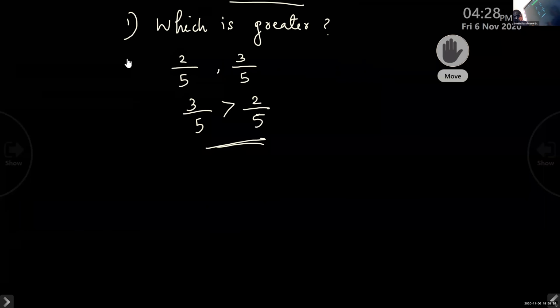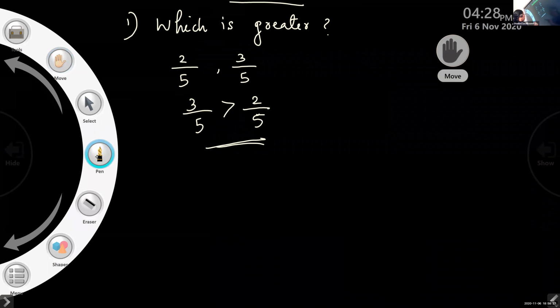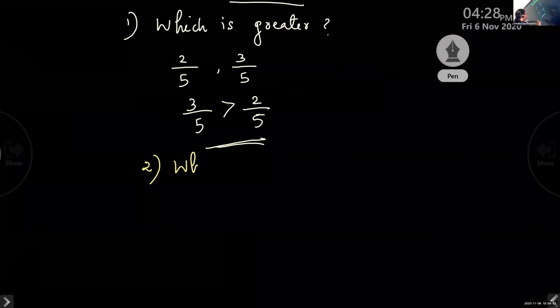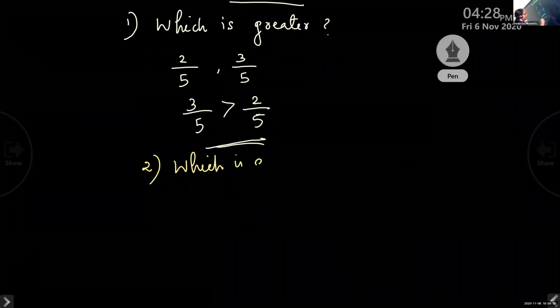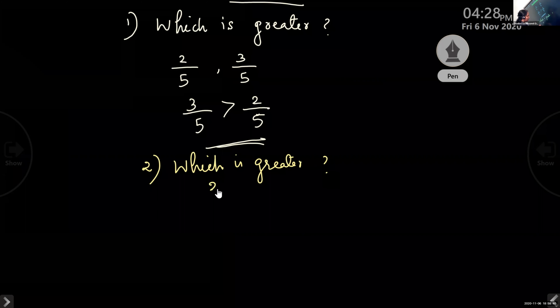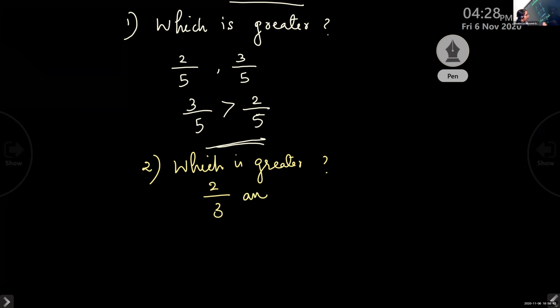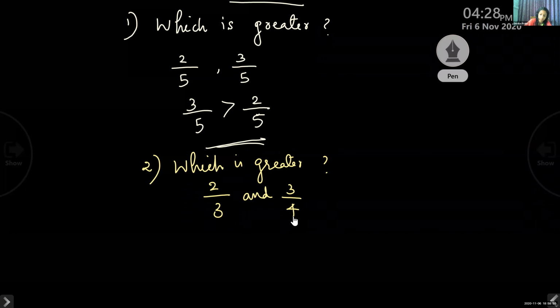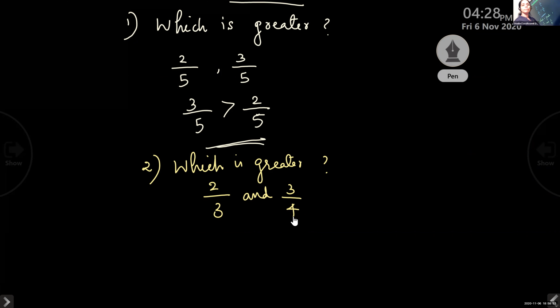Question number 2. Which is greater? 2 by 3 or 3 by 4? See children, we cannot compare it unless we make the denominators same. How can you make both the denominators same? Ma'am, finding LCM. So if they are unlike fractions, we should find the LCM to compare.